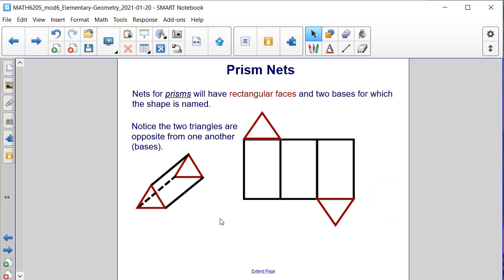Nets for prisms will always follow the same pattern. They will have rectangular faces, and they will have two bases for which the solid is named. So the two bases outlined in dark red are triangles. So this is a triangular prism. And you can see how it would go from the net to fold up the two bases and then take the rectangles all the way around.